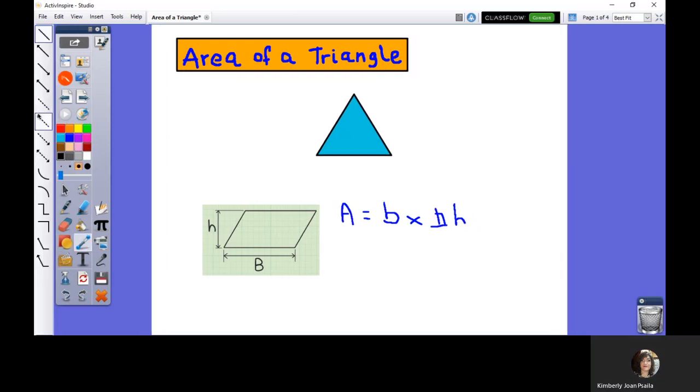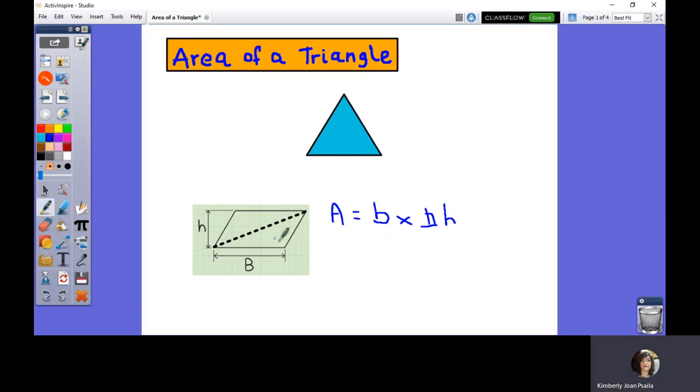Imagine I need to cut this parallelogram into two. I draw an imaginary diagonal there, and you should see that I have formed two equal triangles. Here I have the first triangle and here you have the second. They are both of the same size. So if I need to find the area of one triangle, what should I do?